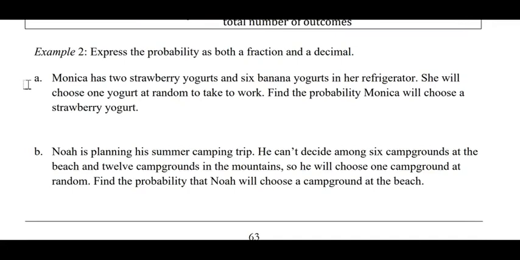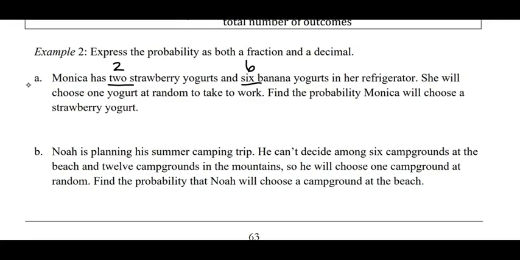So let's start with the fraction. Monica has 2 strawberry yogurts. Apologies, I need to draw. 2 strawberry yogurts and 6 banana yogurts in her refrigerator. She will choose 1 yogurt at random to take to work without looking. Find the probability Monica will choose a strawberry yogurt. So what you are looking for, the outcome that you want, is the strawberry. There's only 2 of them in there.